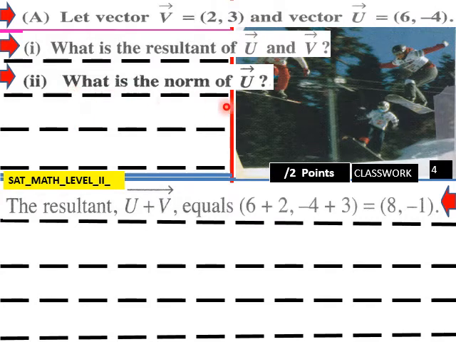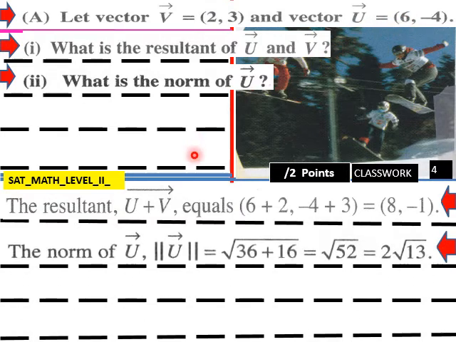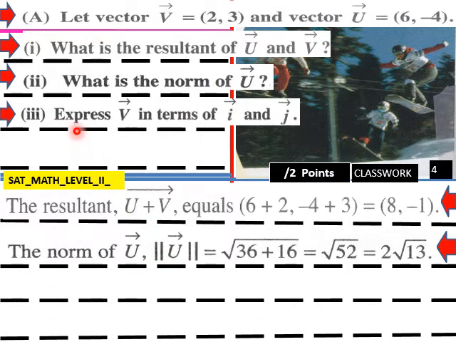And 2, what is the norm of u? How do we find the norm of u? To find the norm of u, we go 6 squared plus negative 4 squared, which is 36 plus 16, and then that's radical 52, which is 2 times the square root of 13. So we're learning a lot of terminology here. If you don't have any vector background, contact me.